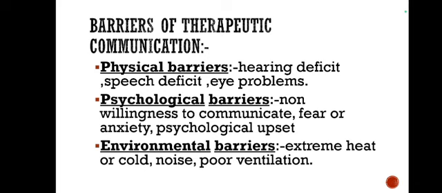Next is poor ventilation. You are sitting and talking, and if there is not proper oxygen supply, or adequate lighting, then you can't communicate. If there is no proper lighting, you can't see the patient's facial expressions. And if air is not there, you can't speak properly or take a breath. So these are environmental factors which affect therapeutic communication.